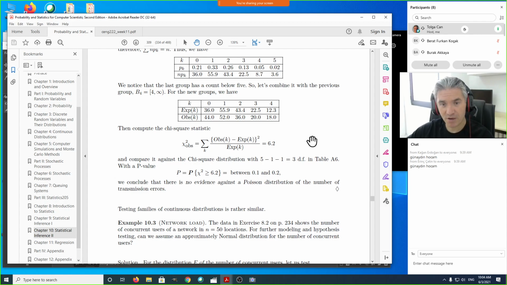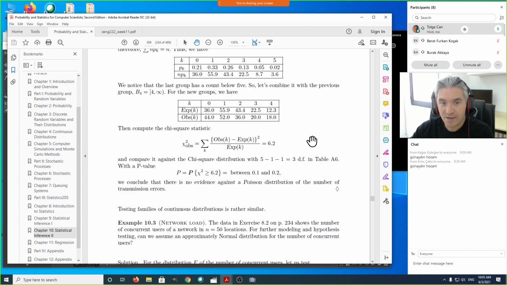So what I'm saying is that when we conduct these tests, we may have no significant evidence against Poisson, and we may also have no evidence when we test whether it comes from another distribution. The result may be that there's no significant evidence against that distribution too. So the sample may be coming from this or that. And as I said, although this seems like a contradiction, it's not.